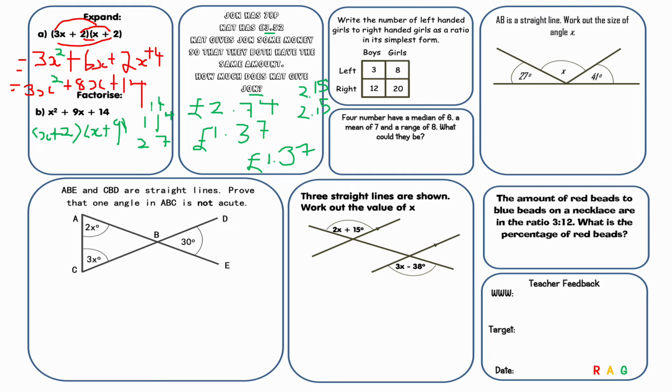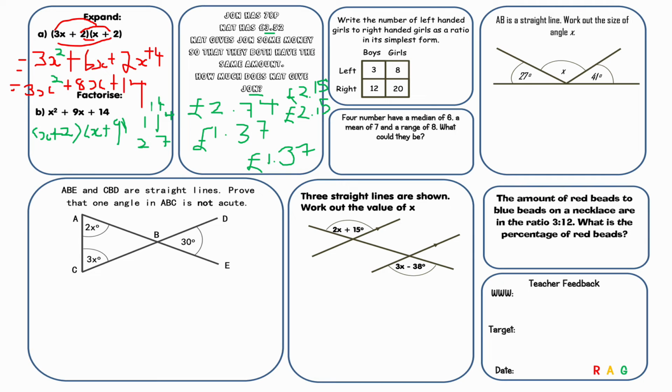I then halved it because that's going to tell me how much to take off Nat to give to John, and John will also increase by £1.37, giving the same answer for both of them as £2.15. So Nat gave John £1.37. Okay, next question.